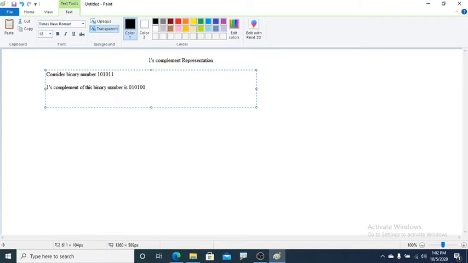Okay, now what do we mean by one's complement of this number? One's complement means we are changing ones into zeros and zeros into ones. Wherever 1 is there, we are placing 0. Wherever 0 is there, we are placing 1. This is about one's complement representation.